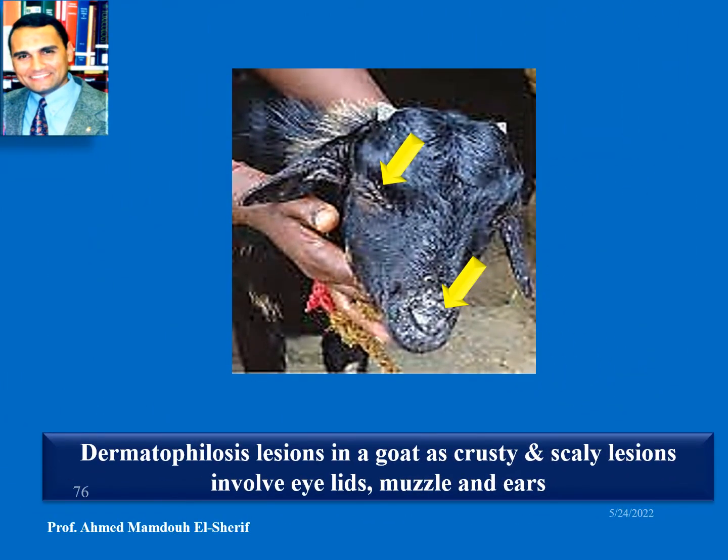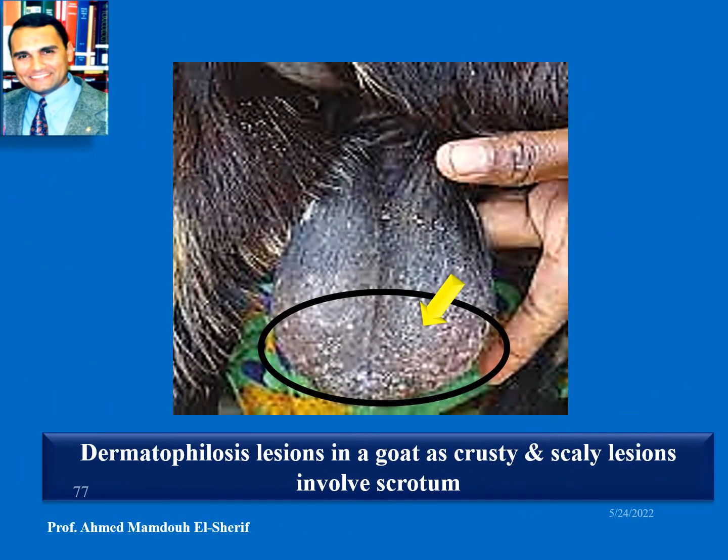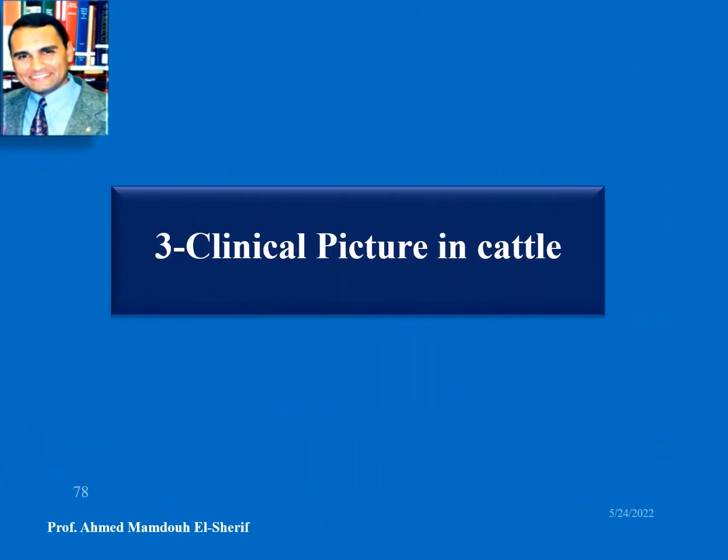Crusty and scaly lesions involve the eyelids, muzzle, and ears in a goat infected with dermatophilosis. Crusty and scaly lesions involve the scrotum of an infected male goat with dermatophilosis. Clinical picture in cattle.